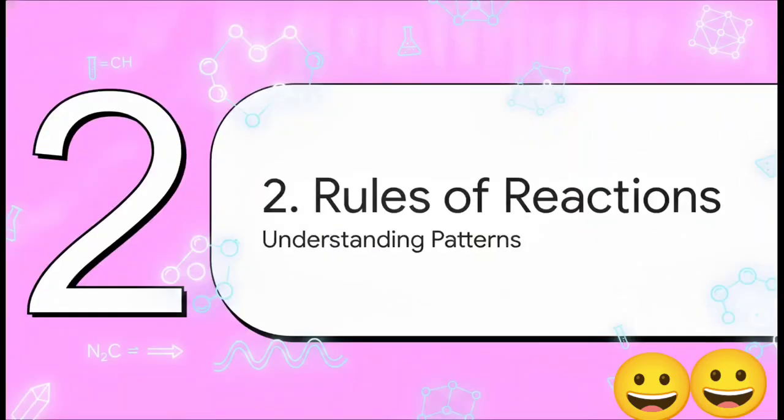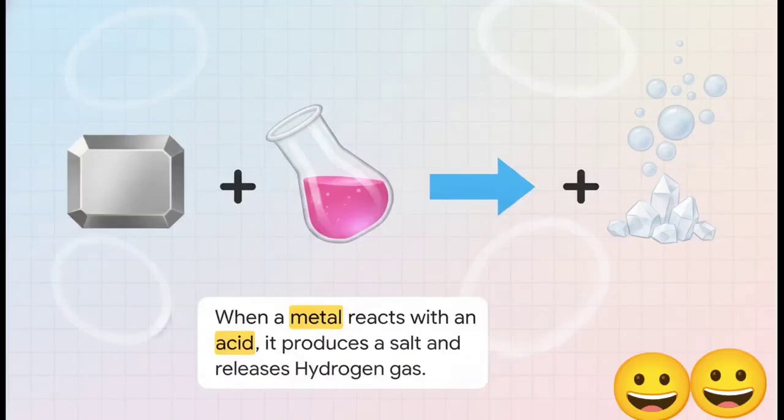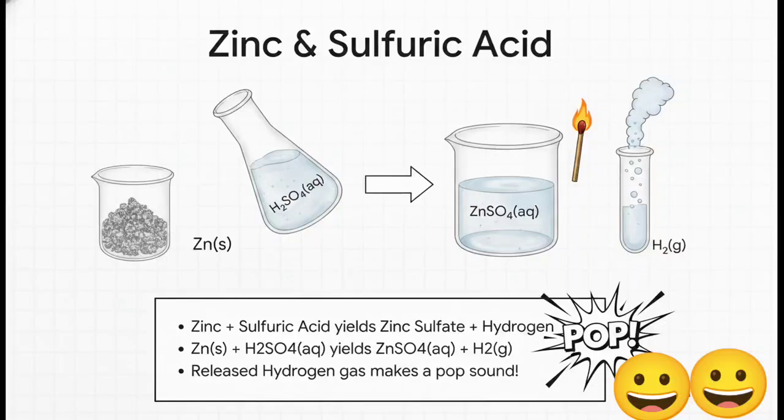Moving right along to Section 2, Rules of Chemical Reactions, Understanding the Patterns. All right, you definitely want to lock this first rule into your memory. It is a massive, overarching pattern. Whenever a metal reacts with an acid, it produces a salt and it releases hydrogen gas. Honestly, if you just remember this one general pattern, you can easily predict the outcome of so many different chemical reactions. So let's see how that actually plays out with a specific equation.